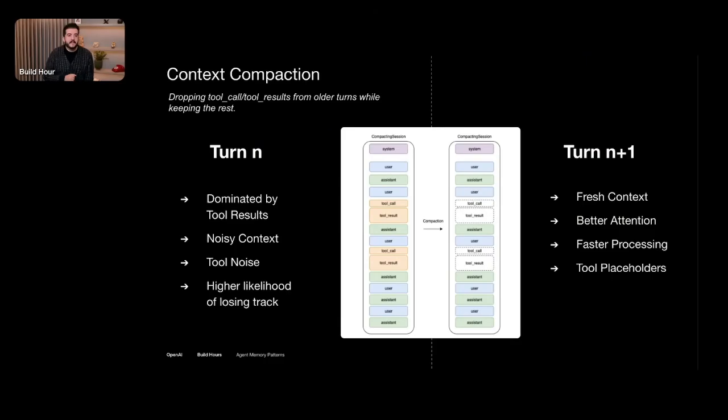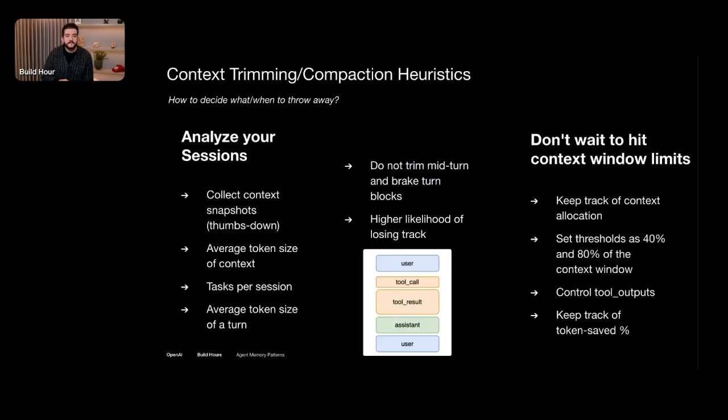The second technique is context compaction. It basically means dropping tool calls or tool call results from the older turns while keeping the rest of the messages. So if you have a tool-heavy agent, you can consider this technique. You'll see that your context will be mostly dominated by tool results. It'll be noisy. There'll be maybe some context noise and lots of information coming from different tools. And after compaction, you'll see that there'll be fresh context, better attention, and faster processing. And you'll also be keeping the tool placeholders intact even after the context compaction.